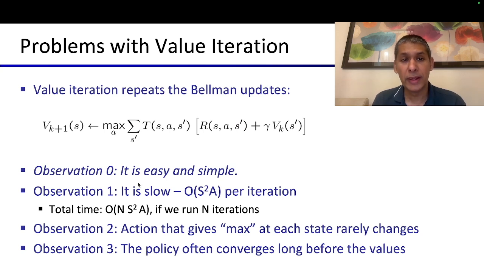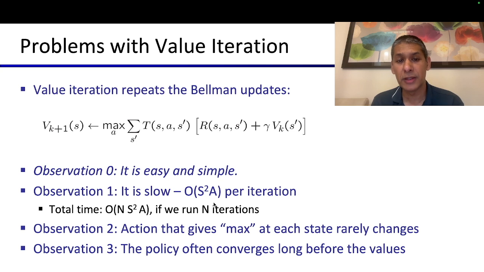The problem, though, is that it is pretty slow. It takes S squared A time per iteration. Why does it take that long? Well, you have S states, and for each state value, you have to do A times S. This max and summation represent 2 nested loops here.